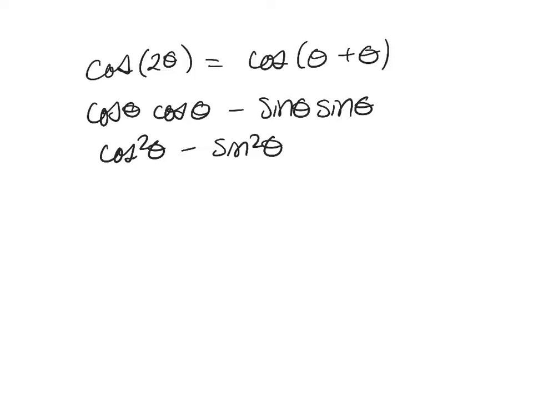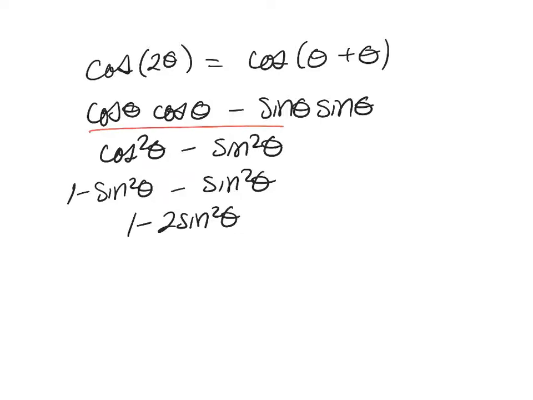There are 3 equivalent ones on this one. This is the only one that has 3 equivalent ones. I can replace cosine squared with 1 minus the sine squared using Pythagoras' theorem, minus the sine squared theta. So this gives me 1 minus 2 sine squared theta. So here's my first one. Here's my second one.